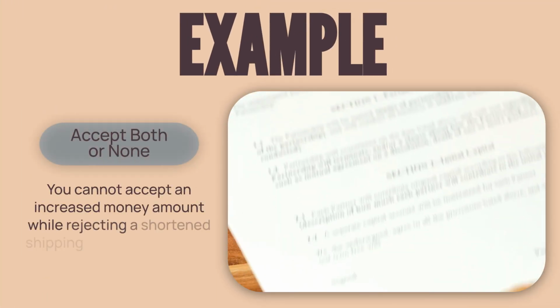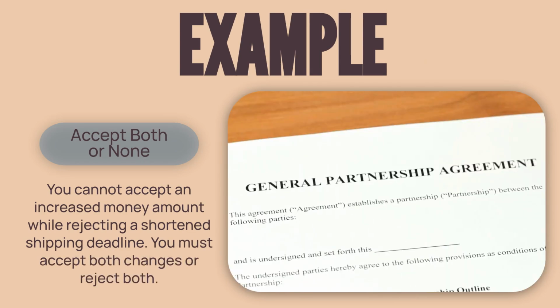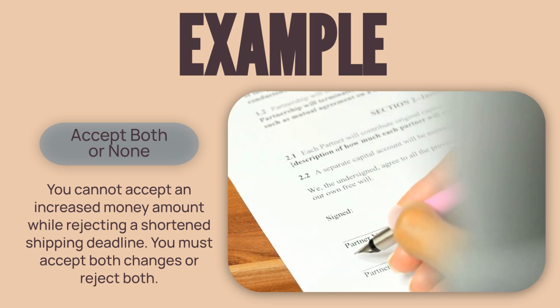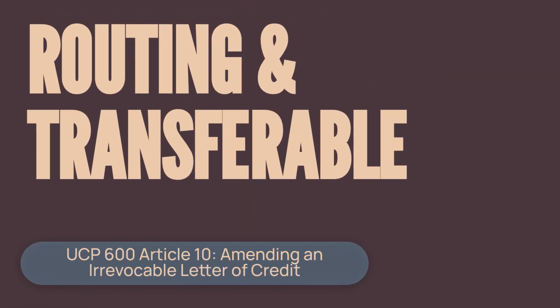For example, if an amendment proposes both to increase the amount of money and shorten the shipping deadline, the beneficiary must accept both changes or none at all. Finally, let's look at the rules for strategic routing and the special case of transferable credits.